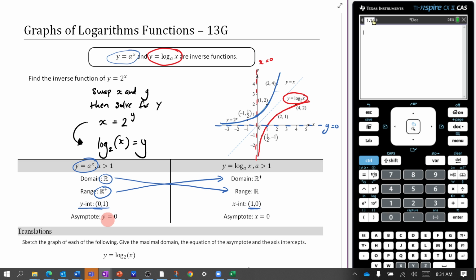And also, the asymptote is the inverse of each other. This is y is equal to 0. This is x is equal to 0. So those are just some properties of the exponential compared to the logarithm.